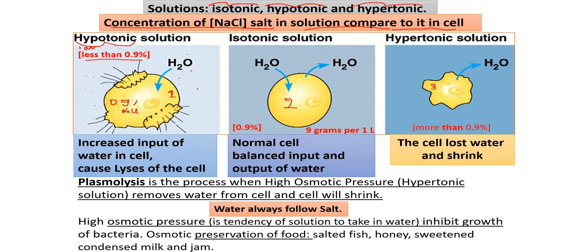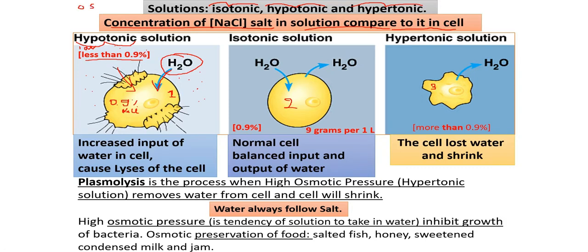So in this case, water from the solution, the outside part, will move inside of the cell. The cell will increase in size, and this will continue until it bursts. Here we have holes and water is completely coming inside of the cell. So this is what happens during osmosis.